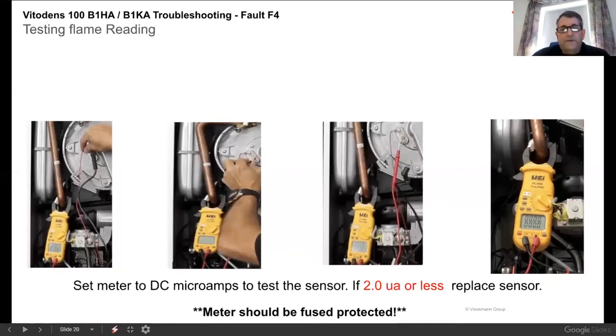Next, we want to check our flame sensor reading. So what we're going to do is remove that boot from the top onto your flame sensor and your igniter, and then put to your other end of your meter. So you're going to need alligator clips to clip it onto the flame sensor. And then you're going to need an alligator clip to clip it onto your transformer down on your control. So you've got to pop your cover off the control and get to that. Then you're going to fire the boiler and see what your readings are going to be.